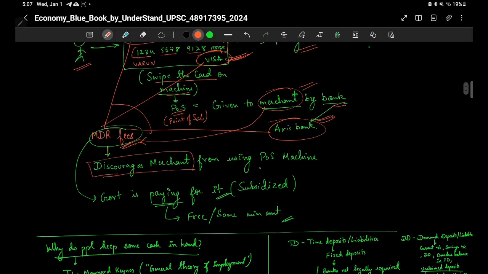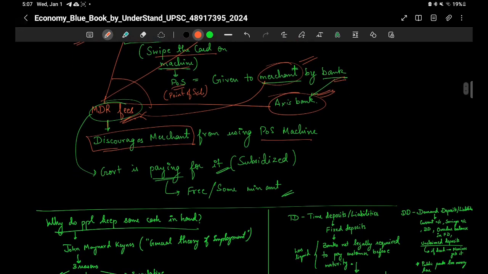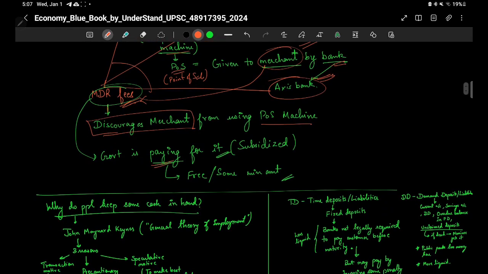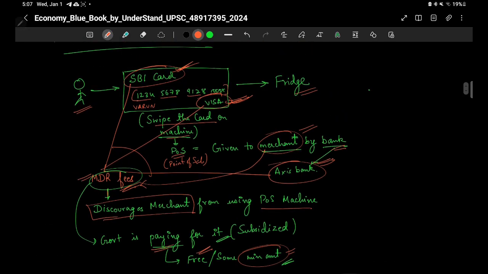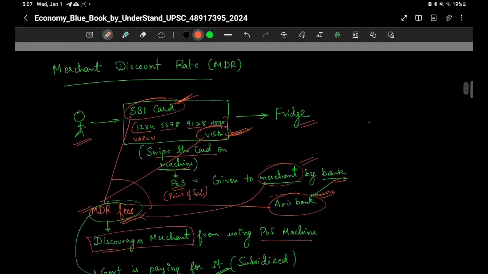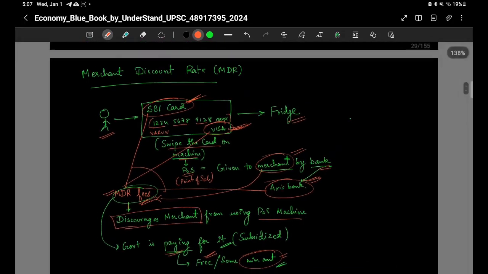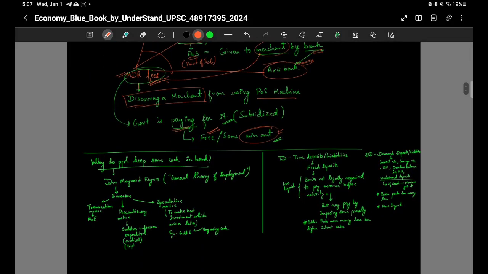So it discourages the merchant from using a POS machine. So what did the government do? Government said we'll give subsidy for this. They started paying for this MDR fees. So at one point of time it was absolutely free, and it encouraged merchants to use point of sale machines. But now, since digital penetration has increased a lot, I think there is some minimum amount of fees which has to be levied on the merchants. Okay, this is merchant discount rate. This is a concept which might be asked in test series and is not given in this blue book.